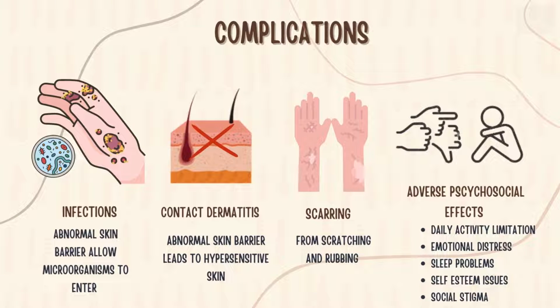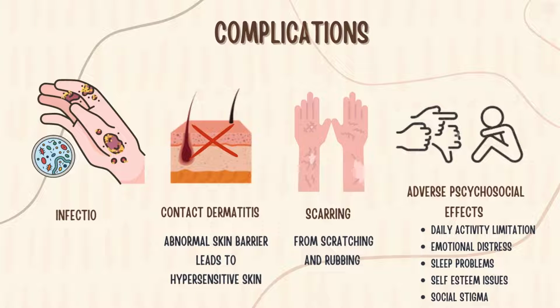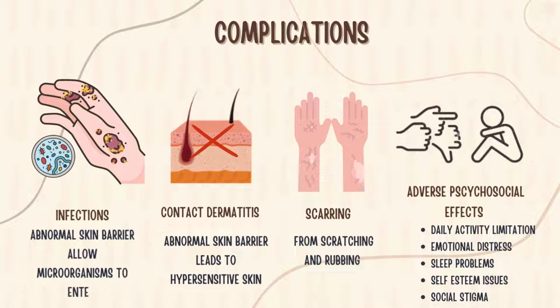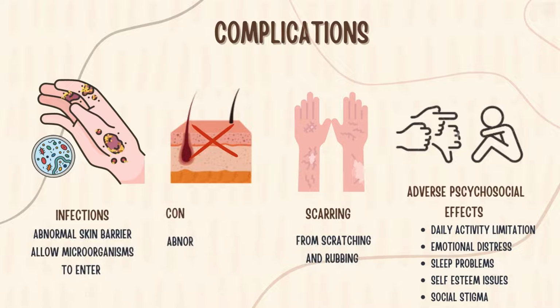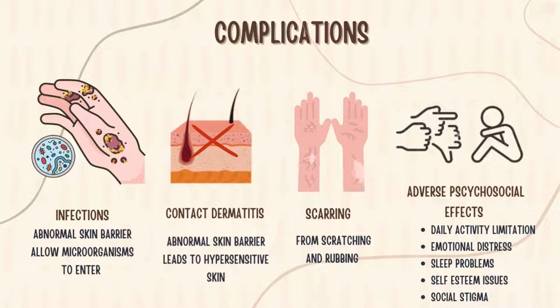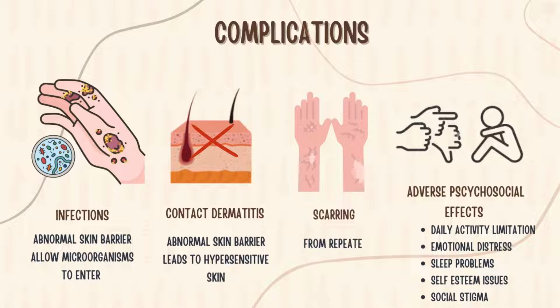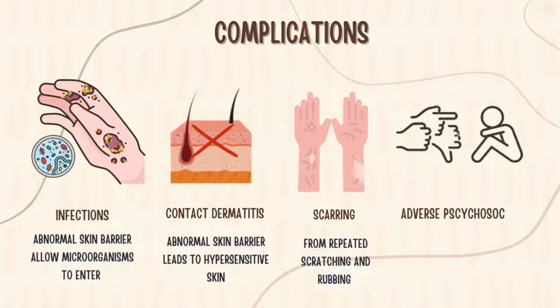If left untreated, atopic eczema could lead to complications. These complications include infections as a result of the abnormal skin barrier allowing the entry of harmful microorganisms through the skin. It could lead to contact dermatitis as a result of the hypersensitive skin. It could lead to scarring from the repeated scratching and rubbing of the skin, and it could lead to adverse psychosocial effects.